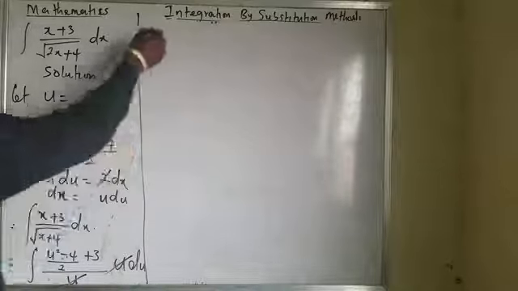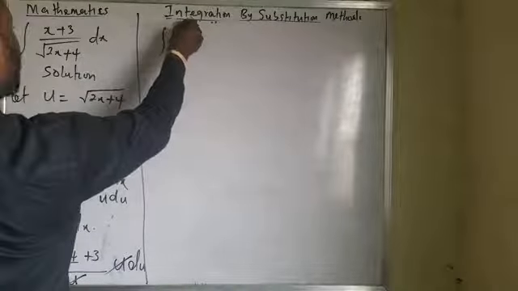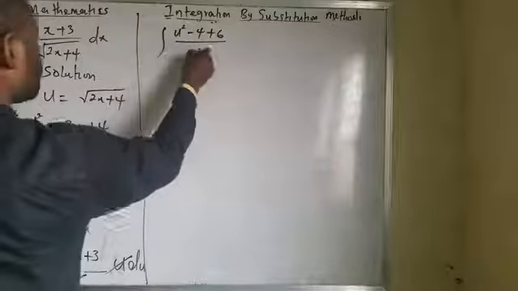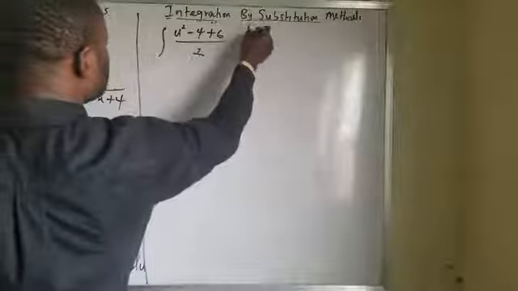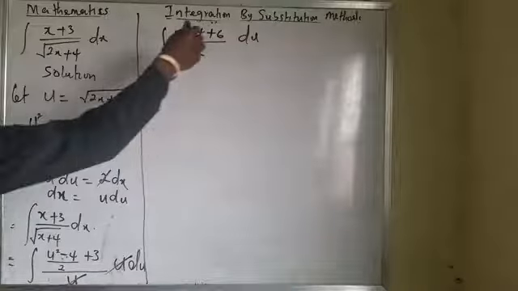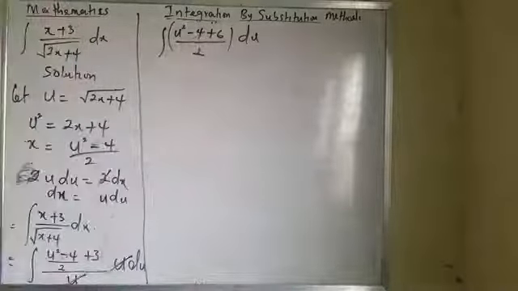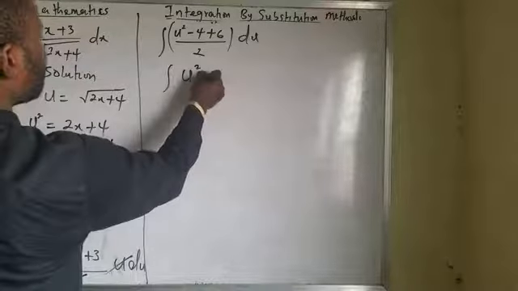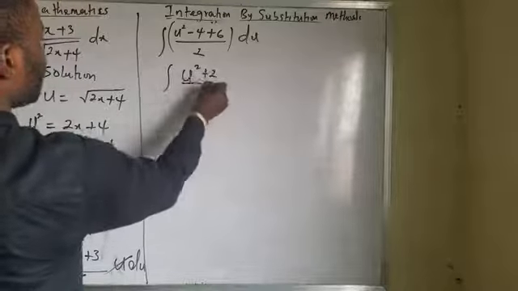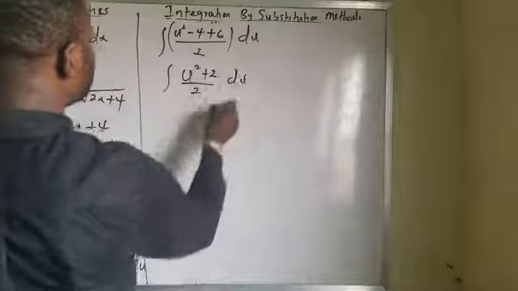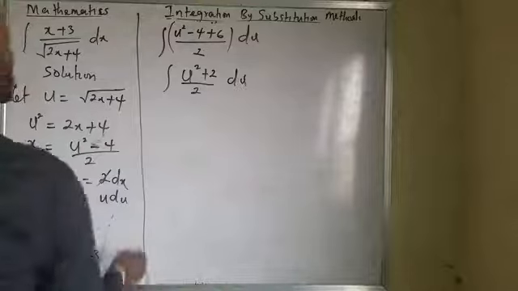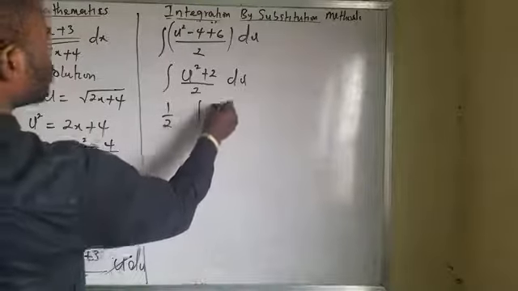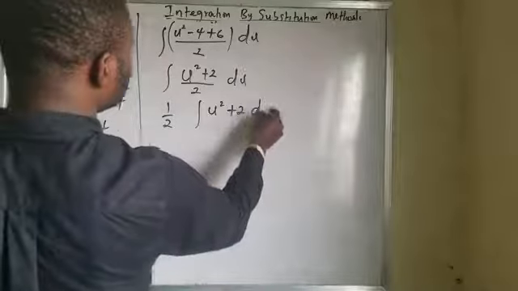Now, I can write the integral of (u squared minus 4 plus 6) divided by 2, with the u. Take note of that. Let me put the brackets for you to understand what I'm doing there. It means I can say the integral of (u squared plus 2) divided by 2 du, which I can easily say is 1 over 2 integral of (u squared plus 2) du.